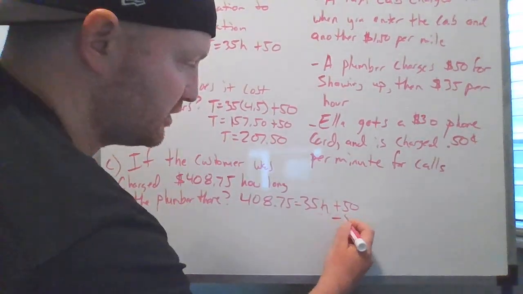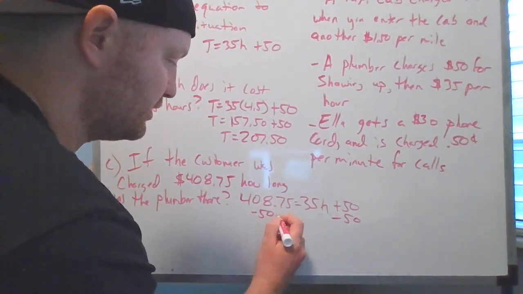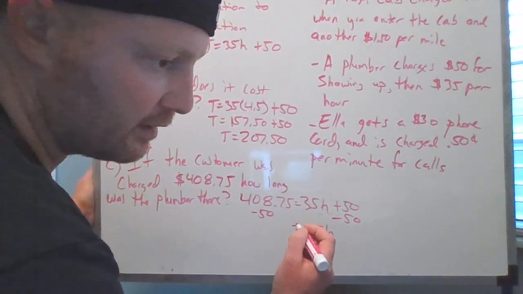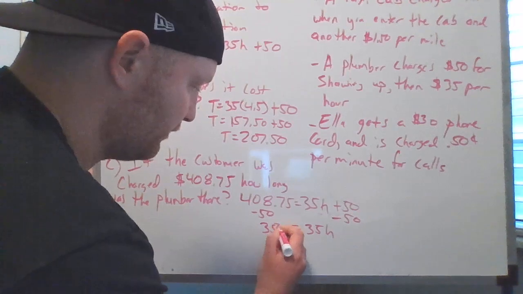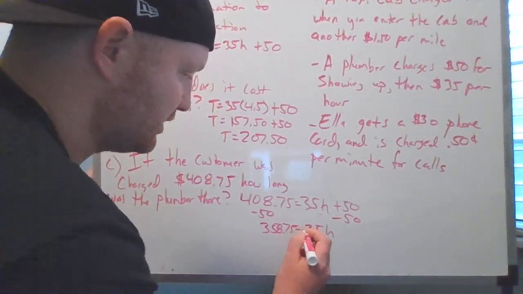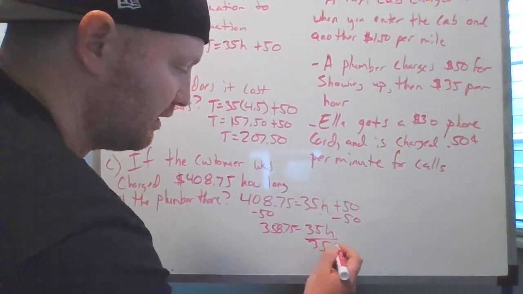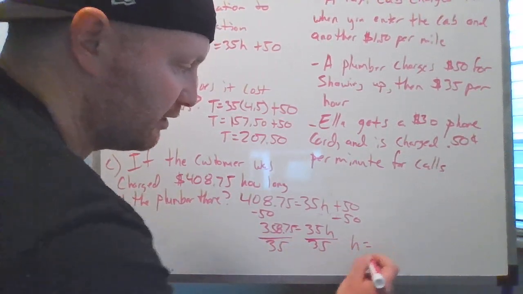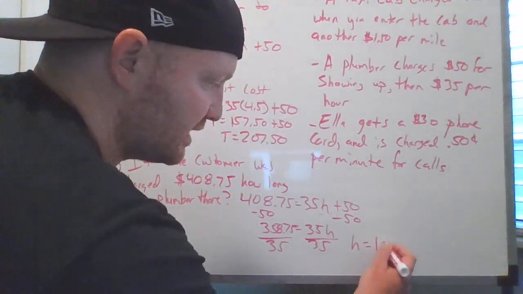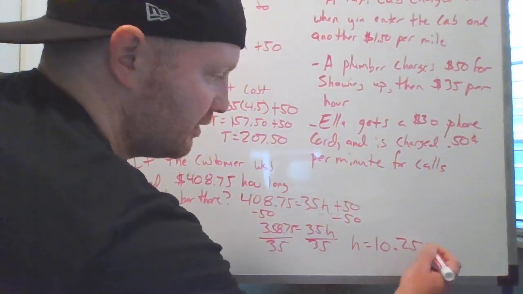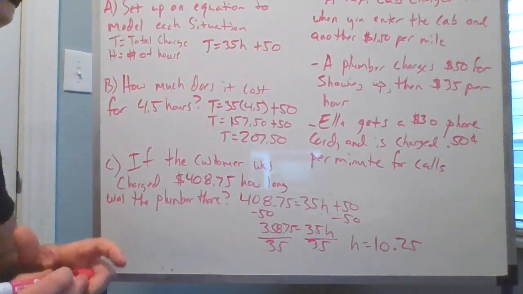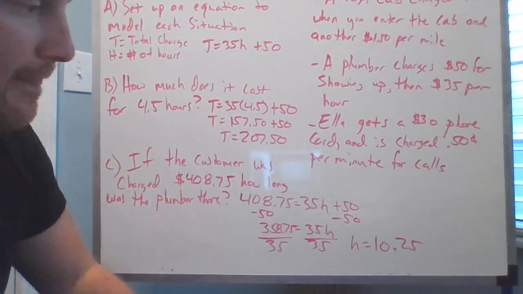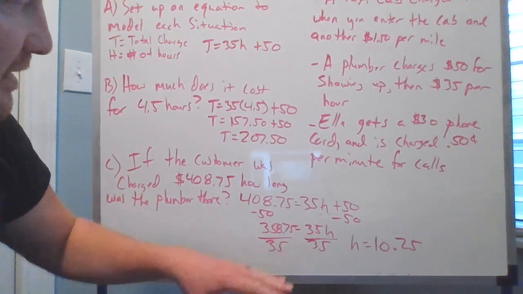And now let's just solve by using inverse operations. So I'm left with 35H over here, and I'm left with $358.75. Last but not least, divide both sides by 35. So the number of hours this guy was there was exactly 10 hours and 15 minutes, 10.25, okay? That takes care of that example.